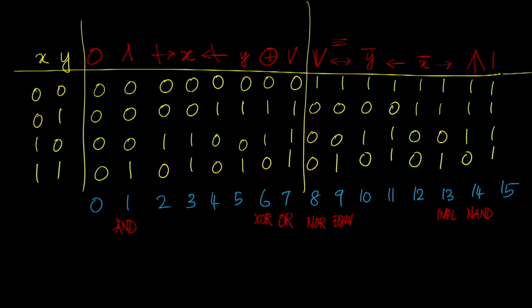So we find that some of these functions are not dependent on both the inputs. For example, 0 and 1 are zero variable functions. x, y, negation of x, negation of y are one variable functions. The rest are two variable functions.